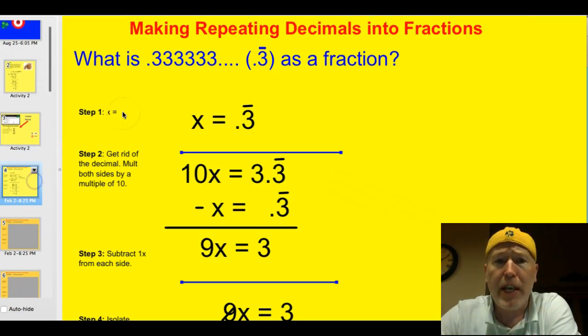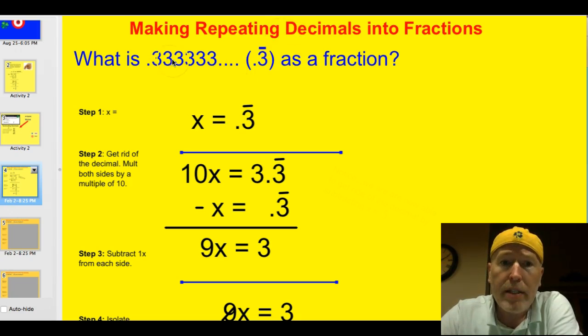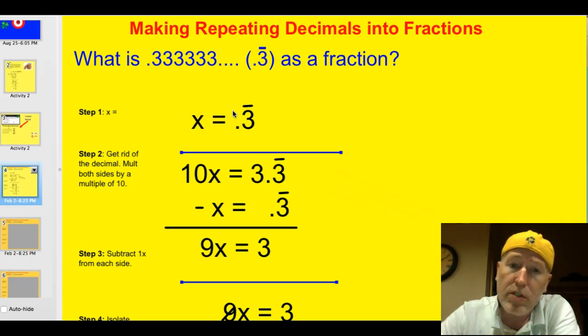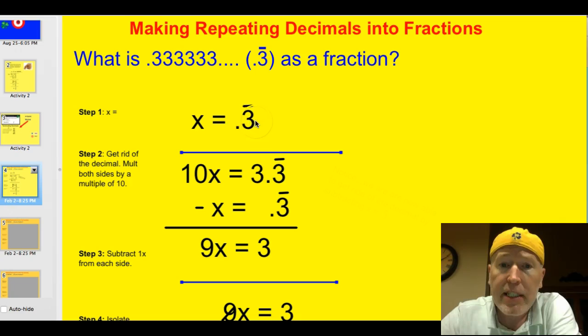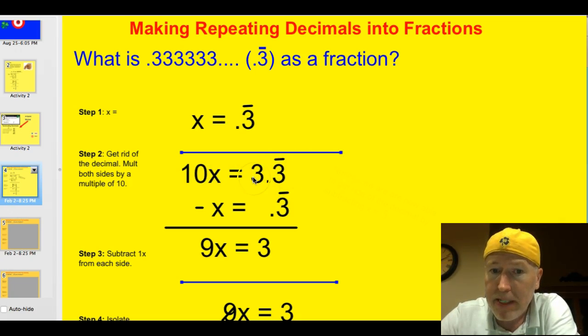All right, let's work through an example of a repeating decimal. What is 0.333, or what is 0.3 repeating, as a fraction? First thing, just like before, we'll say that x is equal to 0.3 repeating. Step 2, we're going to multiply both sides by a multiple of 10. In this case, we're just going to use 10 because if we move the decimal one spot, 0.3 times 10, we get 3.3, and that's what we want. We want a whole number here and our repeating decimals over here. So we multiply both sides by 10.